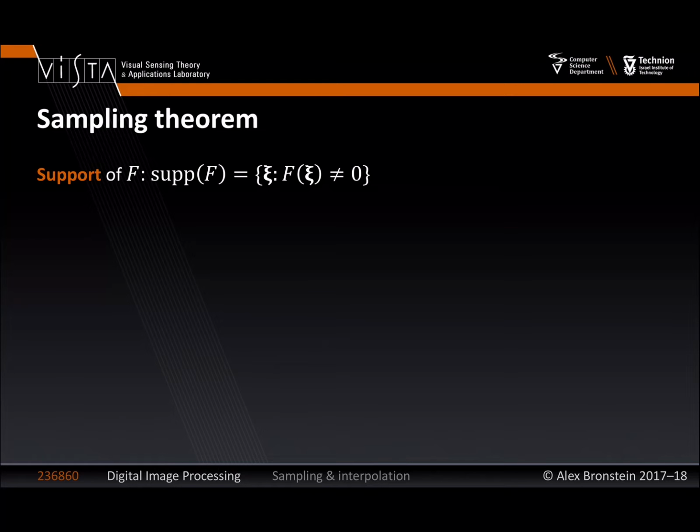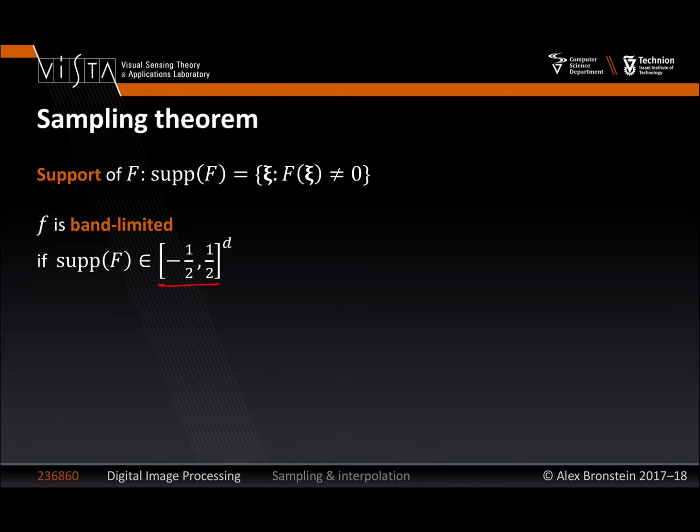Okay, so this is the support of a function, and I will say that the function f is band limited if the support of its Fourier transform falls into this d-dimensional unit square. So it's a square with unit length centered at the origin, d-dimension. So it's a d-dimensional cube, actually. And I will call it band limited.